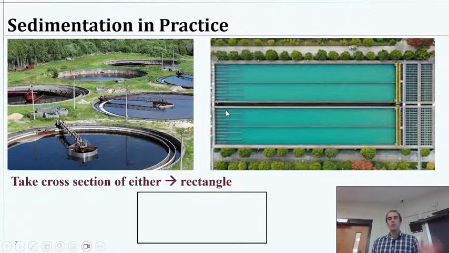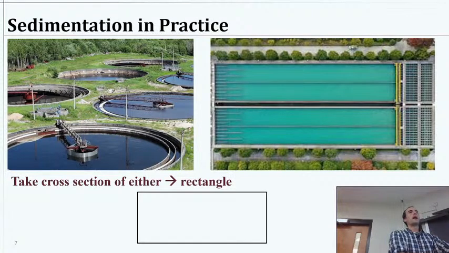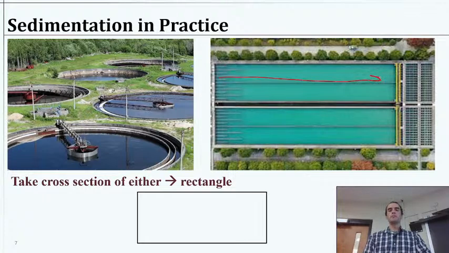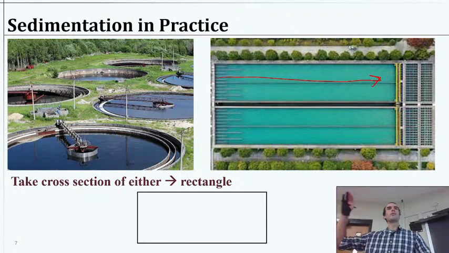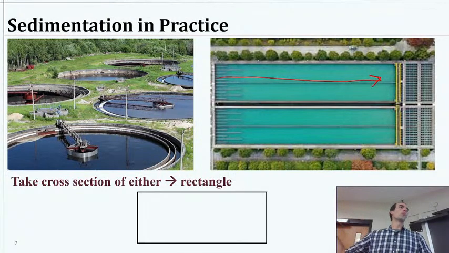Okay, so now we have some idea of how fast the particle is going to move in the water. How do we actually put that into a reactor? There are two generic types of sedimentation chambers. One would be a rectangular system where we just have water flowing through, and by the time it reaches the end, if the particle has sunk to the bottom, then it's removed.